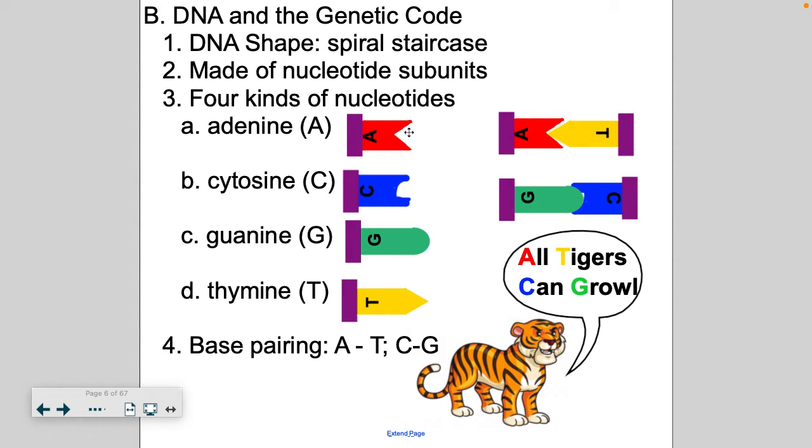So I tried to show that each nucleotide has a distinctive shape, and they fit together kind of like a lock and key. So you can see how adenine fits in with thymine, guanine fits in with cytosine. To help you remember the base pairing rules, that A pairs with T and C pairs with G, I like to think of all tigers can growl, even though tigers don't really growl, they chuff. But A pairs with T, C pairs with G.